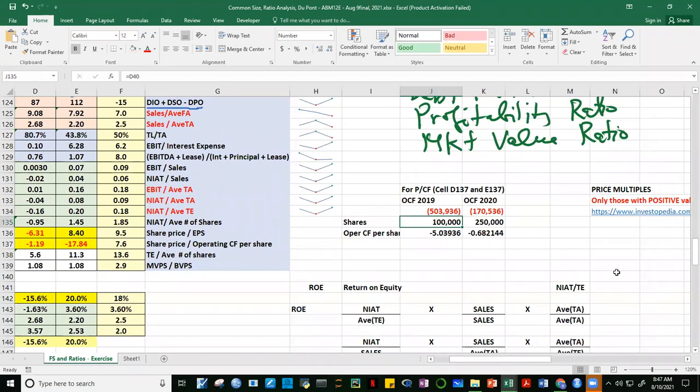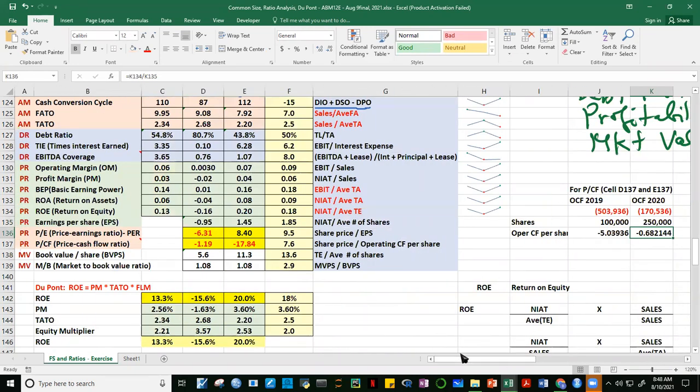Okay, then we divided by the number of shares. Noong 2019, number of shares is, excuse me, 100,000. And then ito, 250. So, ang operating cash flow natin per share is dinivide ko lang. No? So, the operating cash flow divided by the number of shares. Okay, so that's the operating cash flow per share. And then, so to compute for the price per cash flow, okay, kukunin natin yung ratio ng price divided by yung operating cash flow per share. Yan. Okay, and then copy this to the right.